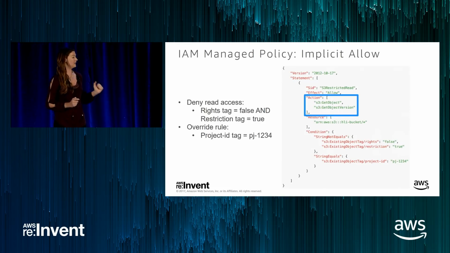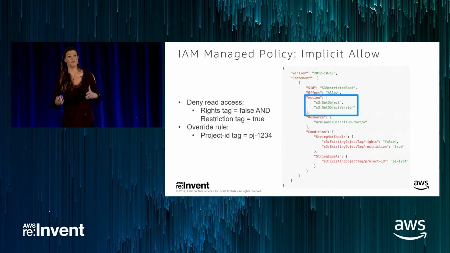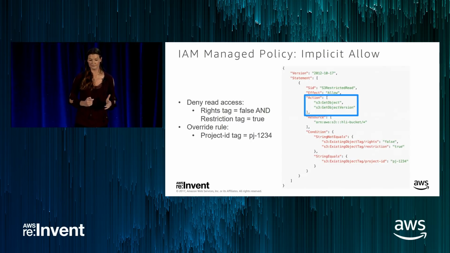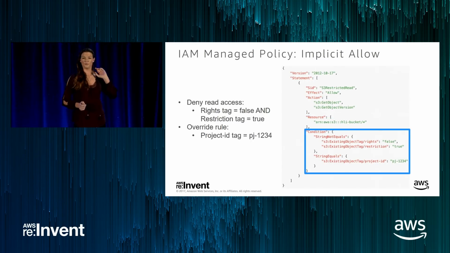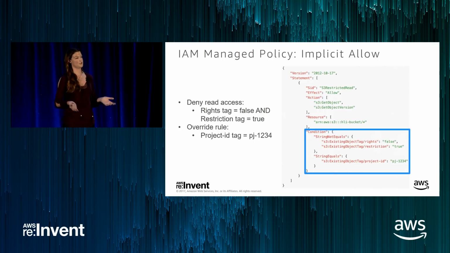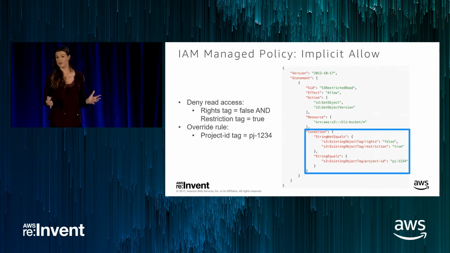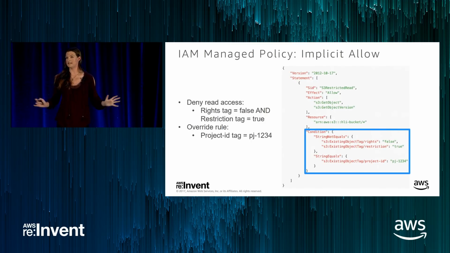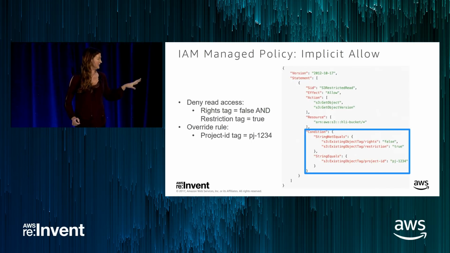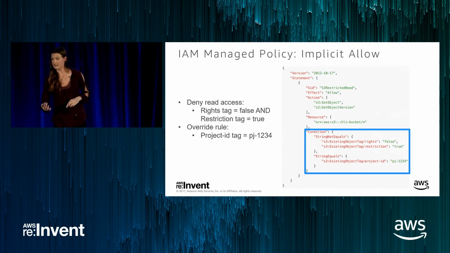We're controlling get object and get object version because we not only want to restrict access to just getting access to the object, but all of its versions as well. Now here are the 2 conditions that really matter. So when rights is false and restriction is true, that means that we should not have access to that data. So we say, okay, if those values are there, then we're restricting access. Otherwise, it's open.